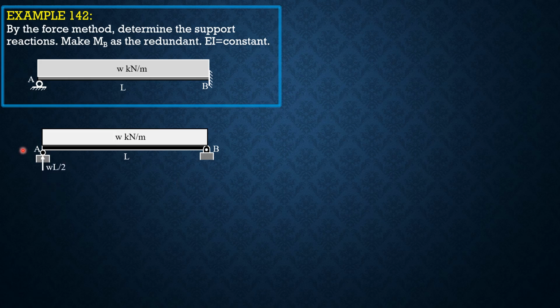Because this becomes a determinate beam, the reaction at A is WL over 2. The reaction at B is also WL over 2. And by symmetry, the slope at A is numerically equal to the slope at B. But let's follow the instruction that we will make moment at B as the redundant. So this is theta B.